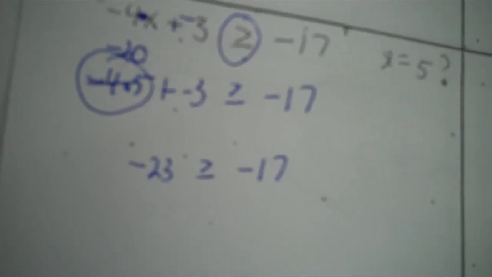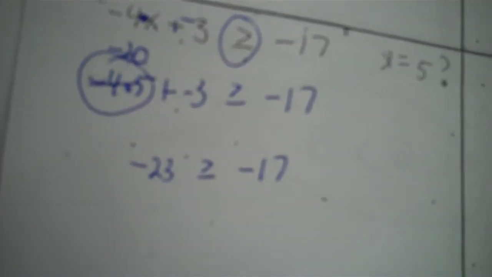So solve this side. Negative 4 times 5 is negative 20. And then negative 20 plus negative 3 is negative 23. Use a calculator if you need to. So what's the larger number? They're not equal, so what's the larger number?